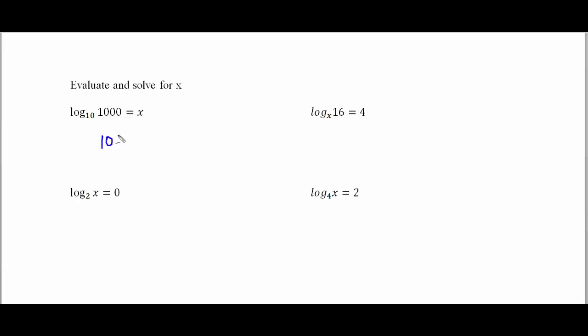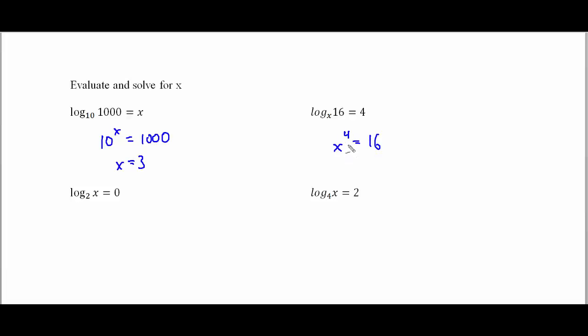So the base is 10, the power is x, and we want to get to 1,000. So the answer here is going to be the power of 3, because 10 to the 3rd power is 1,000. Now, later on, we're going to be learning the change base formula, which would make this even faster. Here, we have the base of x, the power of 4, and the answer is 16.